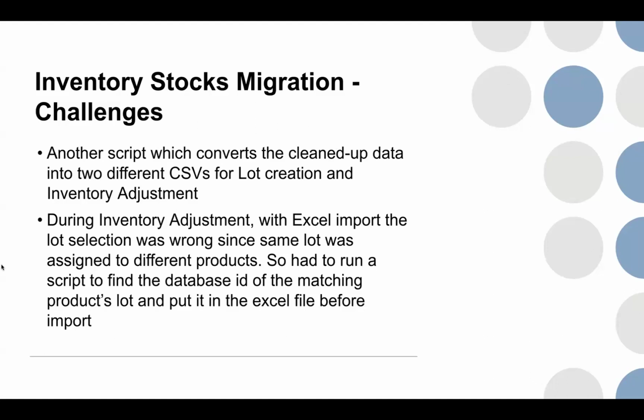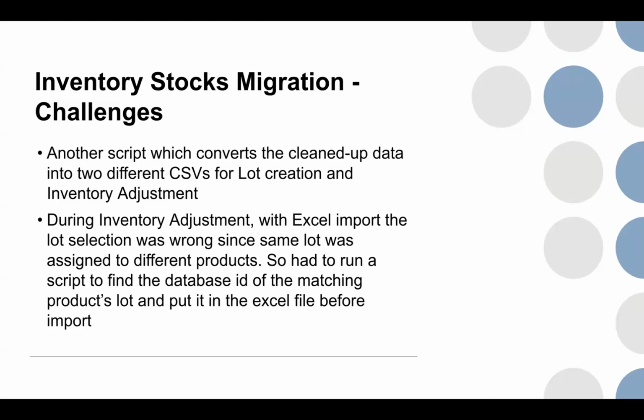During the Excel import, the lot selection was wrong, because there was a scenario wherein a lot with a name, as an example ABCD1234, was given to 2 different products. In that case, when we import an Excel file, Odoo selects the product properly, but it selects the lot from a different product. It selects the first lot that matches the name. So inventory adjustments did not happen properly.